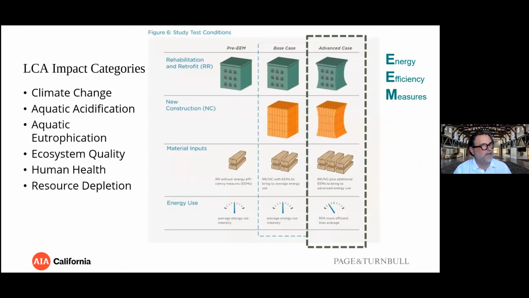They took a look at energy efficiency measures, kind of doing a base case, an advanced case, and the initial. And they looked at the impact categories of climate change, aquatic acidification, aquatic eutrophication, ecosystem quality, human health, and resource depletion, and all those categories had a bunch of subcategories.